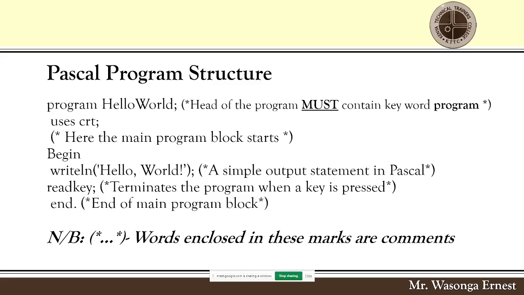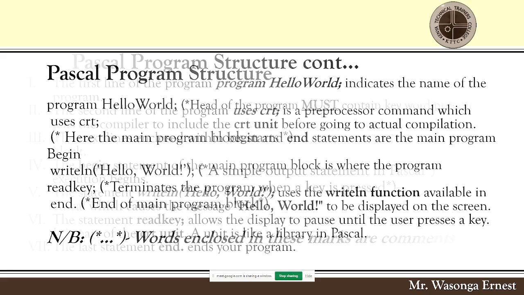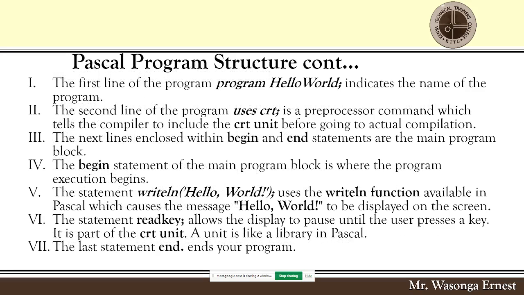So note, words enclosed in curly brackets, or in brackets with asterisks on both ends, are comments, so the compiler will just ignore them. Okay, so let's explain this program. The first line of the program is program hello world. It indicates the name of the program, with the keyword program in lowercase. So hello world is the name of the program.